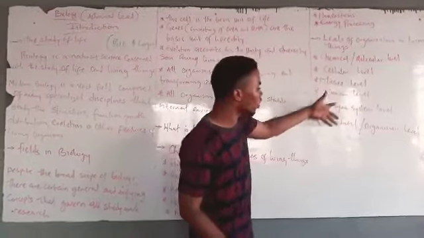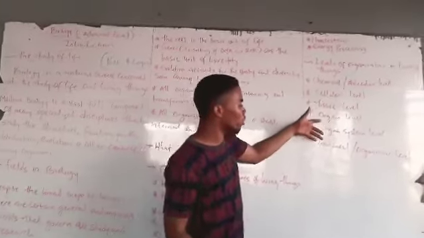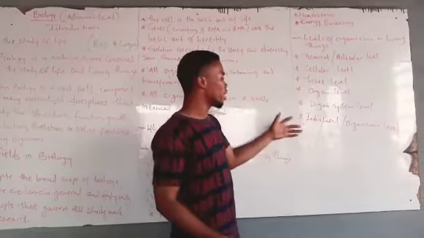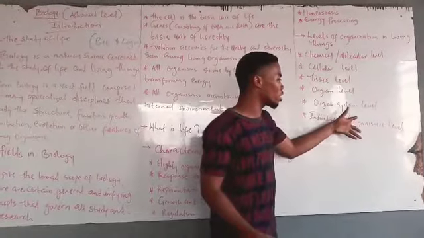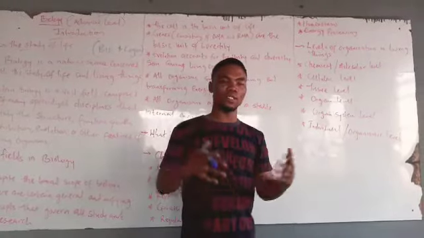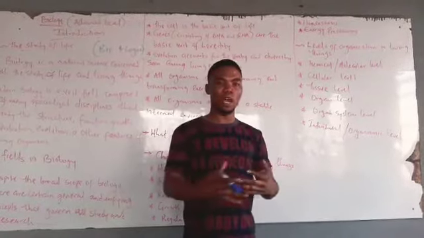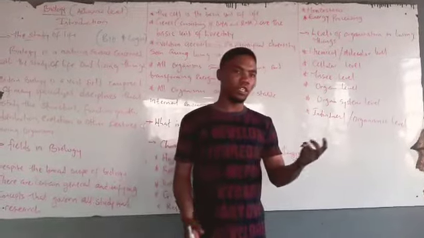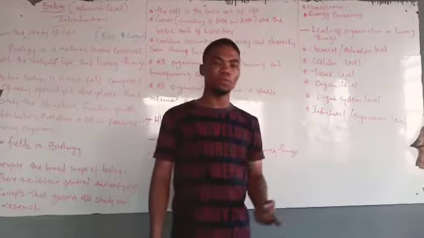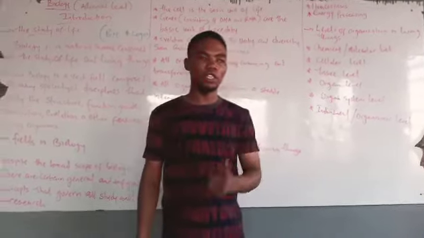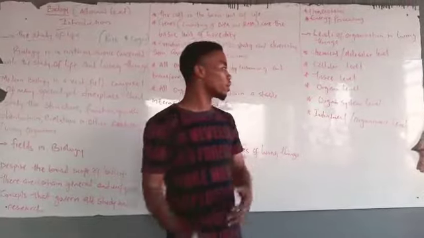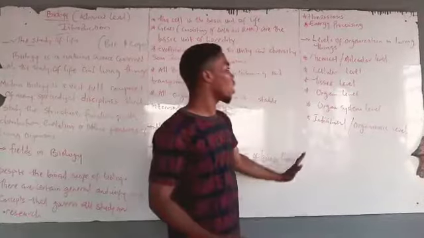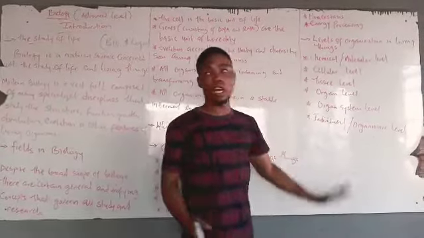Then we take both the organ and the organ system level together. As we look at each system in the body, we will describe each organ under the system. Lastly, we'll go to the individual or organismic level, where we are going to talk about diversity, that is, diversity of living things, where we have different kingdoms. We have 5 major kingdoms: the kingdom Monera, the kingdom Protista, the kingdom Fungi, the kingdom Plantae, and the kingdom Animalia. These 5 kingdoms will form the major part of our study in advanced biology.